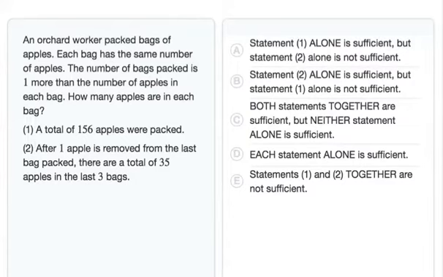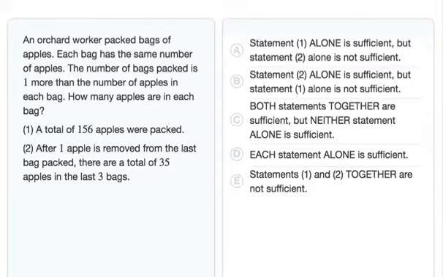To solve this data sufficiency question, we're going to consider each statement separately first and then together if needed. Before we do that, let's take a look at what the question is asking us. An orchard worker packed bags of apples. Each bag has the same number of apples. The number of bags packed is one more than the number of apples in each bag. How many apples are in each bag?